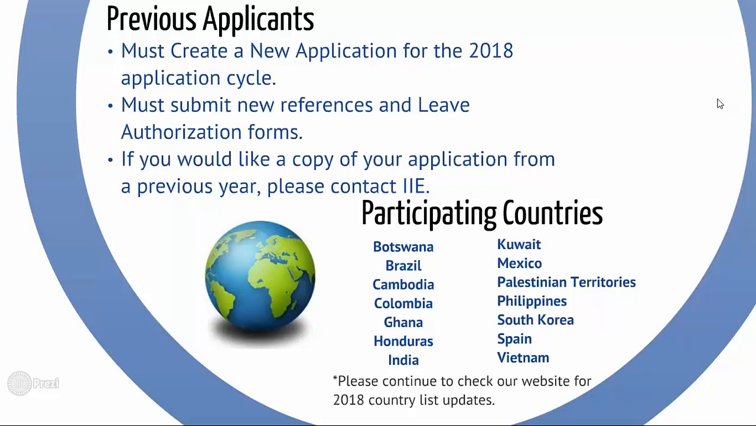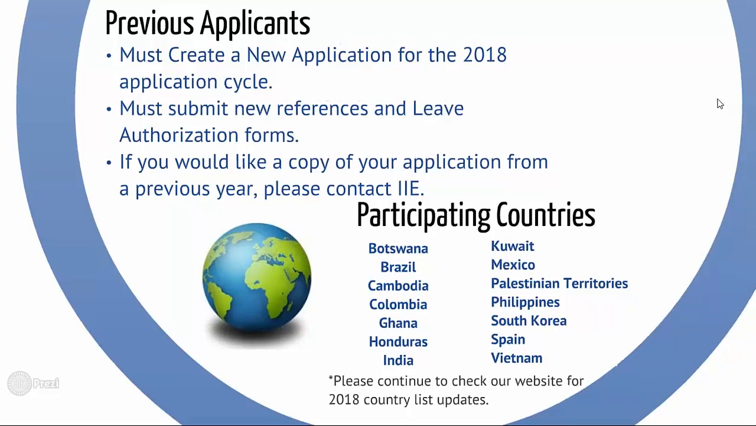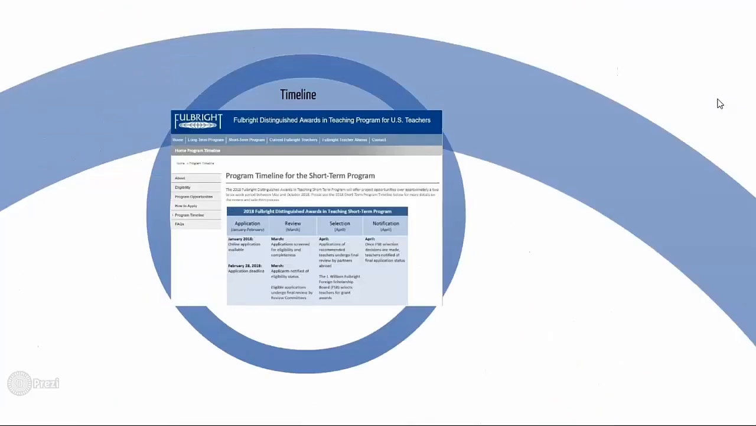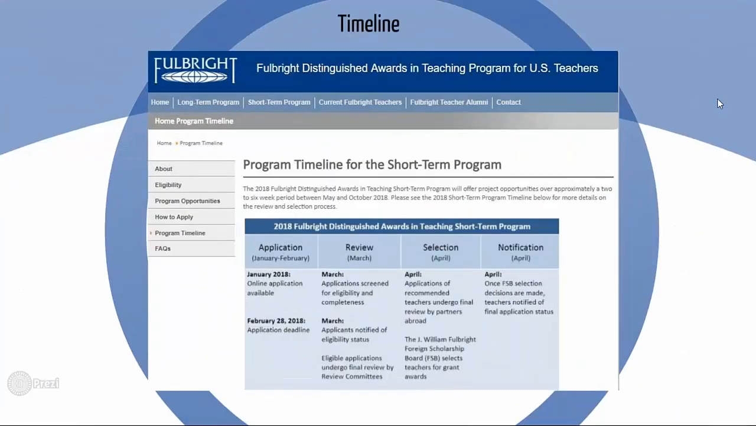Here is a list of the participating countries for the 2018 school year. Visit our website to view language requirements, eligible program dates, program length, and more details about the participating countries. Please continue to check our website for an updated 2018 country list. This is a basic overview of the selection and notification timeline found on our website.